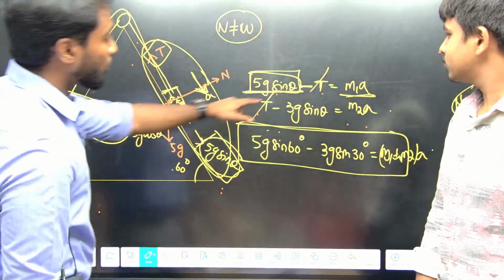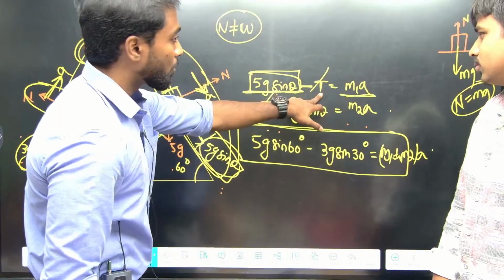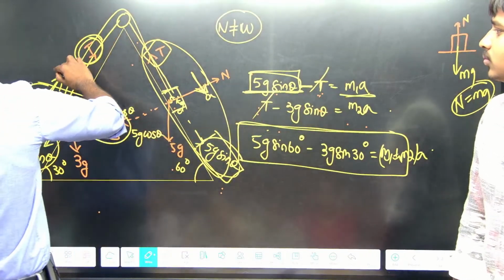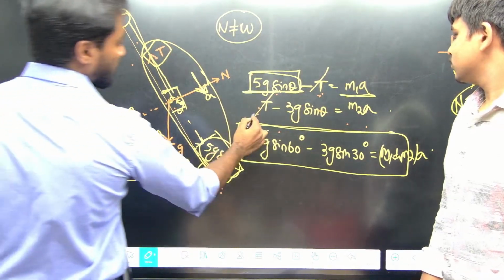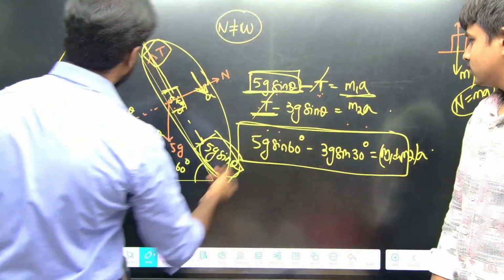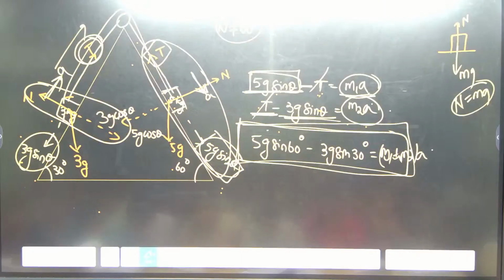If we are talking about the same rope, tension will be equal. So in this case, it is going in the upward direction, which means I should take tension as positive. Opposite direction.